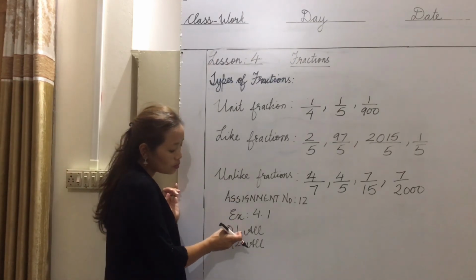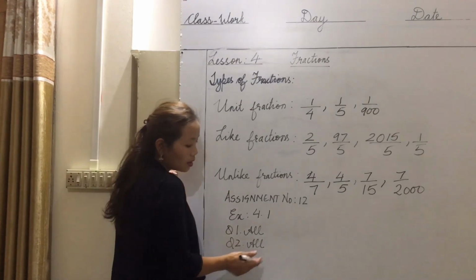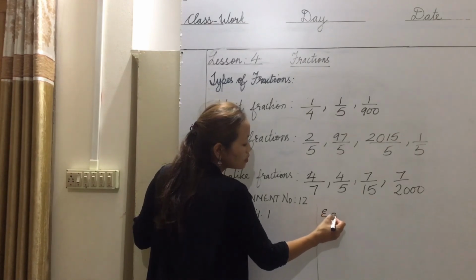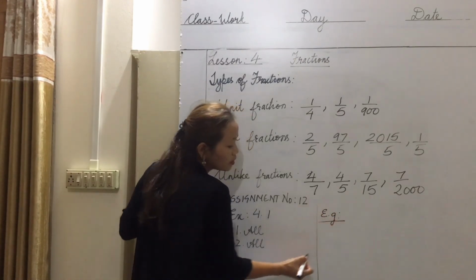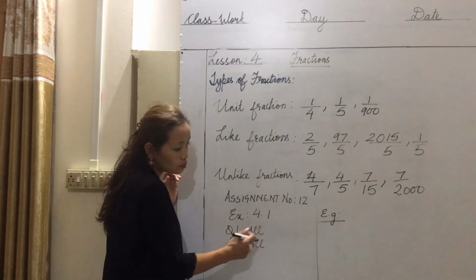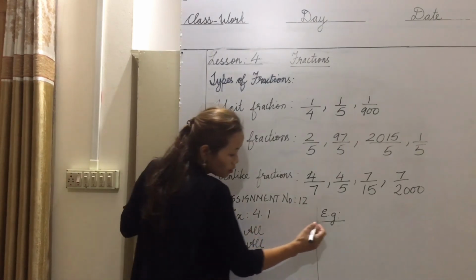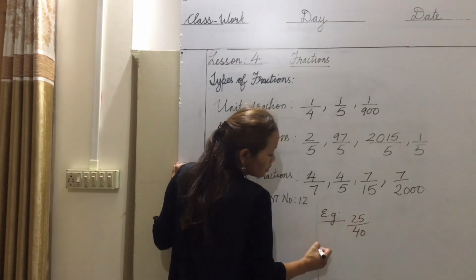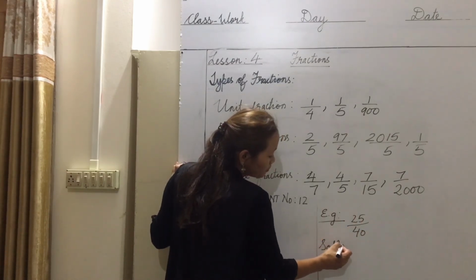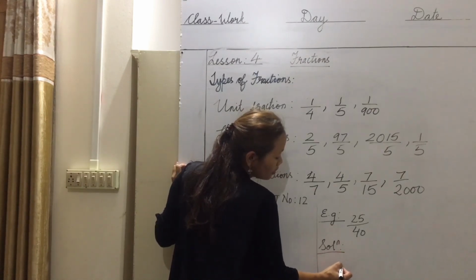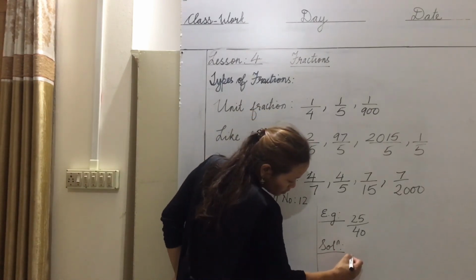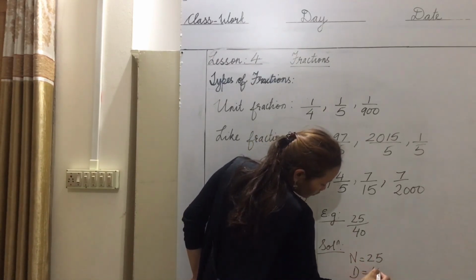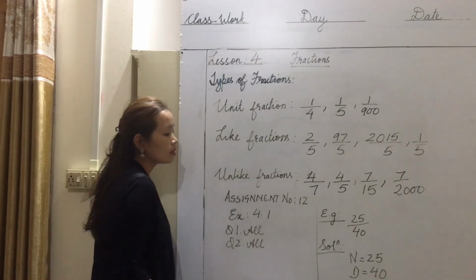When you solve this from your textbook, you will write it like this, right? You will need to write the numerators and denominators for solving your assignment. For example, 25 by 40, you will write your solution here and write numerator is equal to 25, denominator is equal to 40. You will solve your assignment like this.